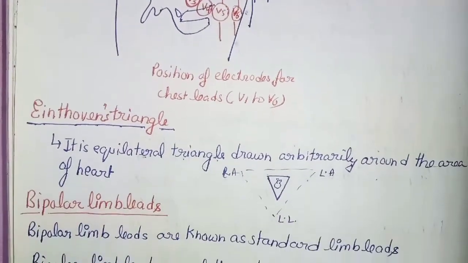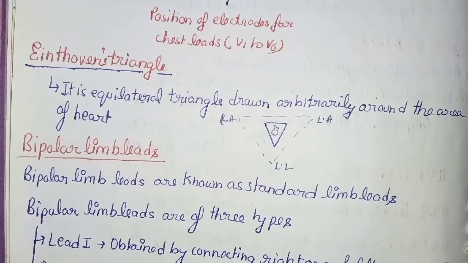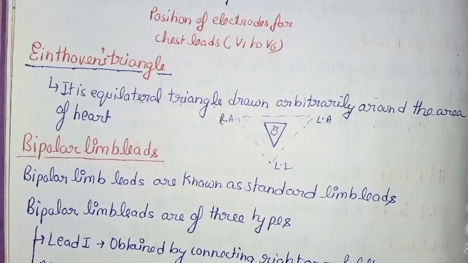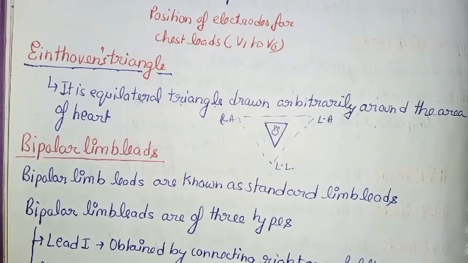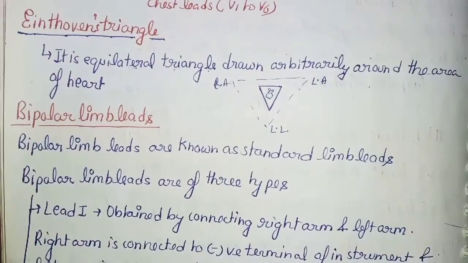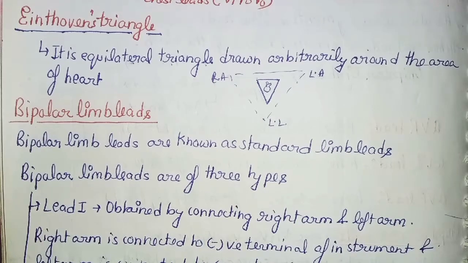Now moving to another topic, that is Einthoven's triangle. It is an equilateral triangle drawn arbitrarily around the area of the heart. Einthoven is known as the father of electrocardiography because he suggested the method of ECG. Einthoven was a scientist. Einthoven's triangle is named after the scientist, and he is also regarded as the father of electrocardiography.